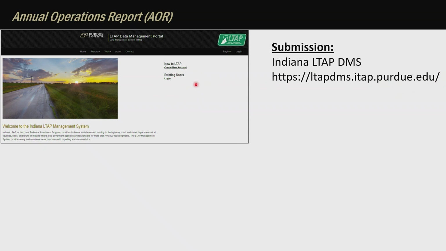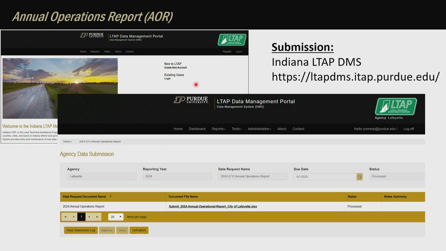And then what we would do on our end is approve your account. And then after your account is approved and we get you associated with the corresponding city, town, or county, you would come in here as you log in. This is what it would look like. And if you clicked on dashboard right here, you would see all the data requests, what we call data requests, all the pavement asset management plan submissions, all the annual operations report submissions in here.